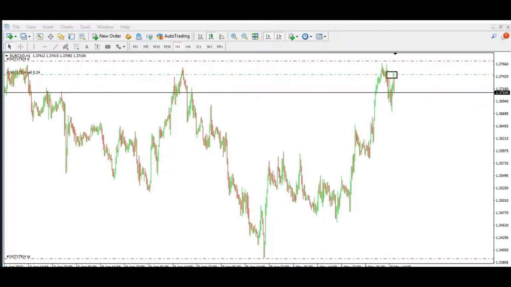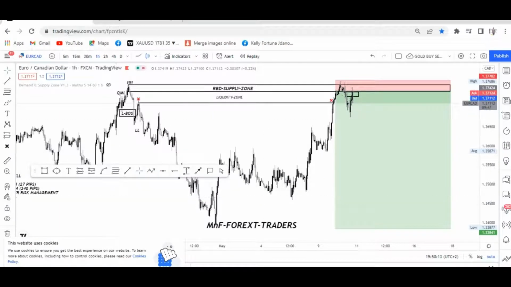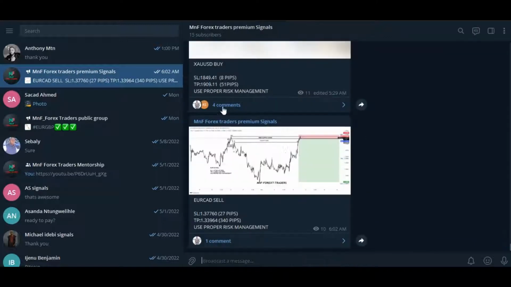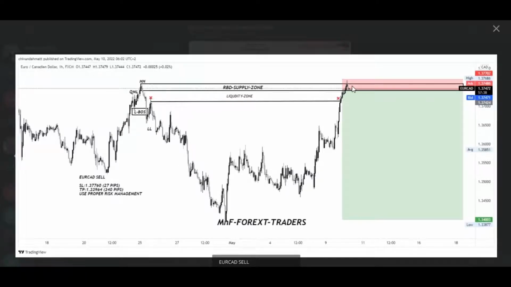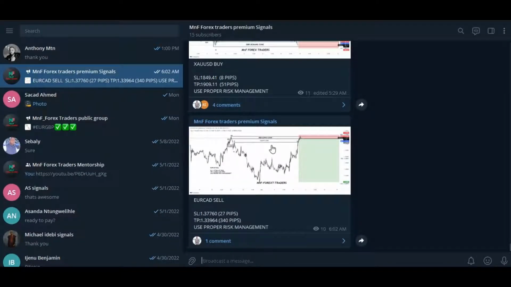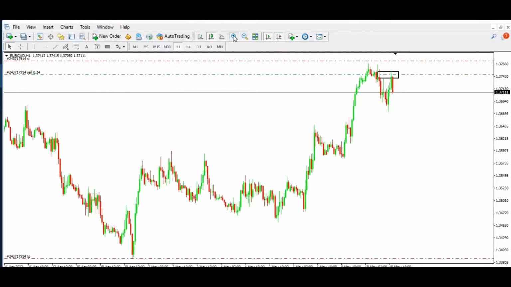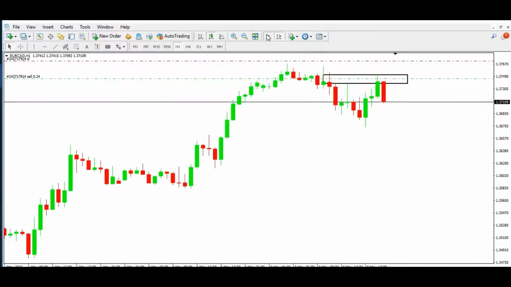Let me just highlight what happened today. As you remember, you guys, I managed to send the setup yesterday right here. This was before, when the market was just at that level right there. We entered into this particular trade, and right now this is what happened. So it's really something else.